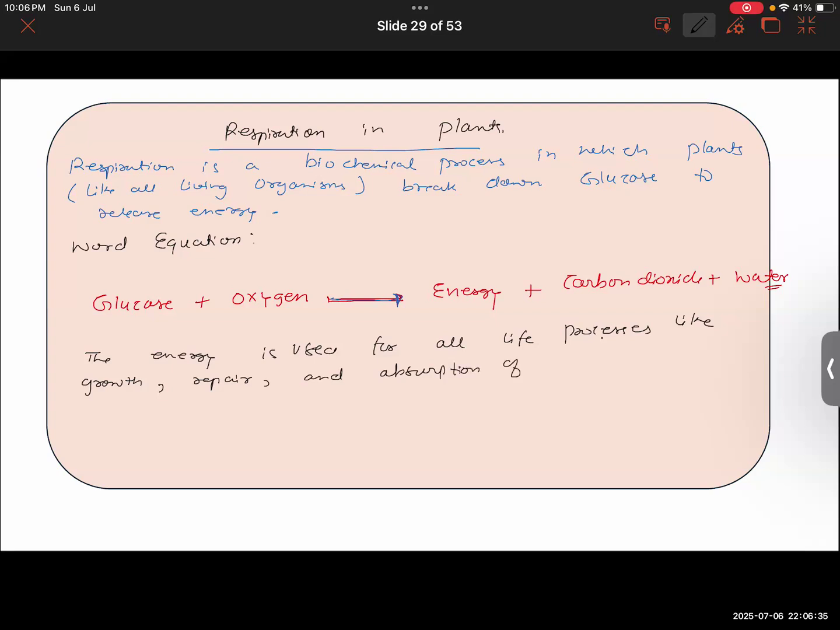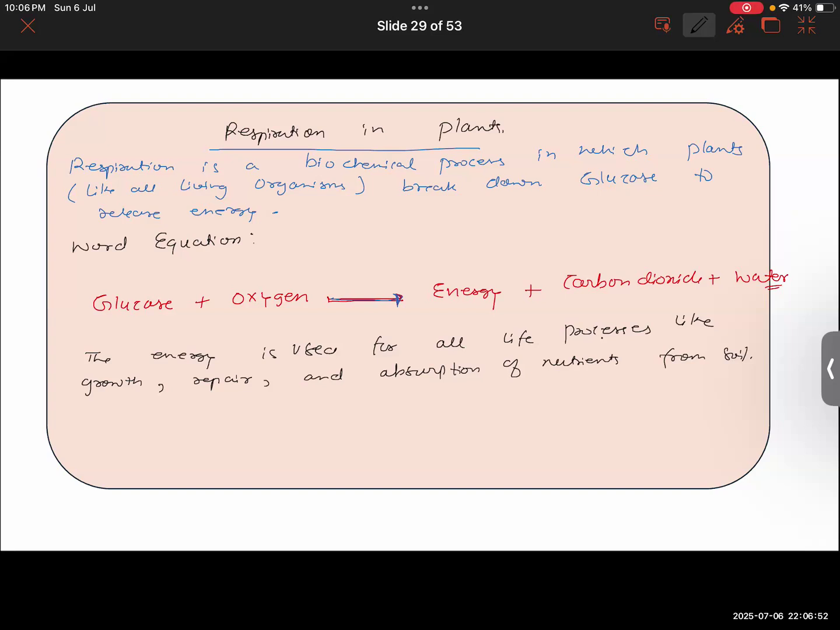Absorption of nutrients from soil. So pretty much every task that the plants need to do, they need energy and they'll be getting it from this process of respiration. Okay. Hope this thing is clear to everyone.